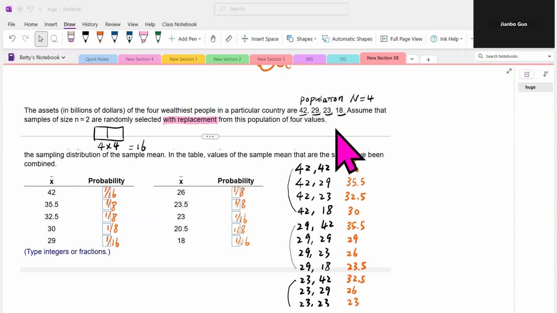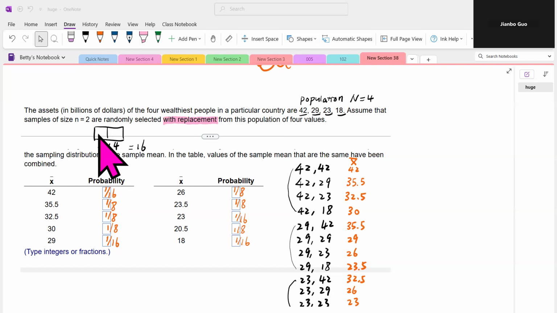Okay, so we are given the population. The population has four values, 42, 29, 23, 18. Capital N here is the population size, equals 4. And if we use the with replacement method to take a sample of size 2 from the population, then we have 16 different options, because we can apply the fundamental counting principle.